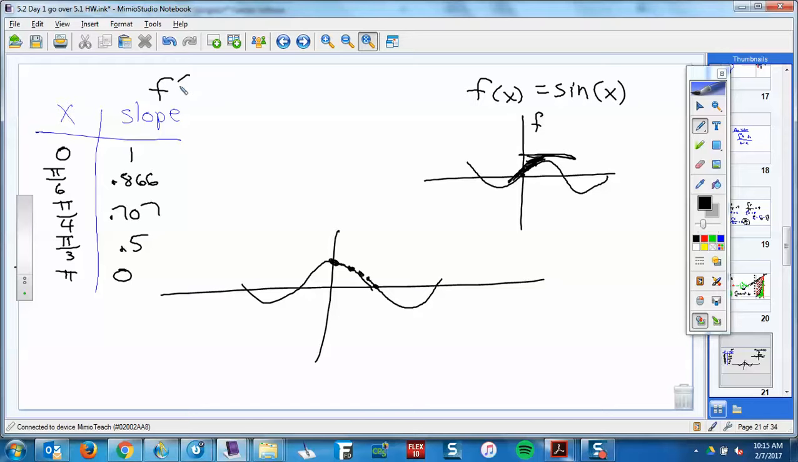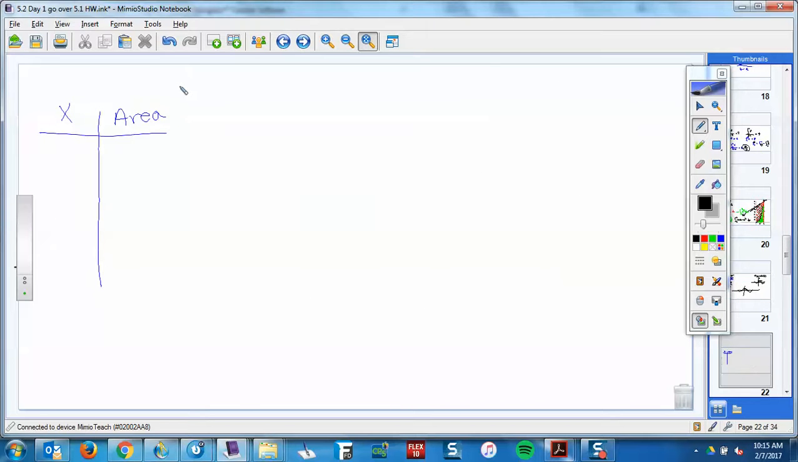So if we look at the f prime graph, we know those y values are the slopes of the f graph, right? And we created the chart, and we had all those connections between f and f prime, right? Increasing, decreasing, concave up, all that. Okay. We're going to do something very similar. We're going to create a function instead of called the slope function. This you might write down. We're going to call it the area function.